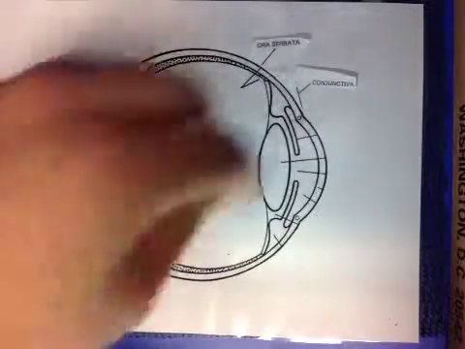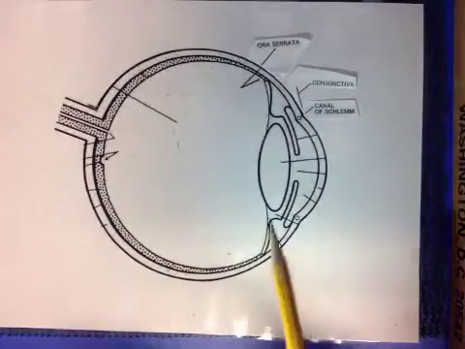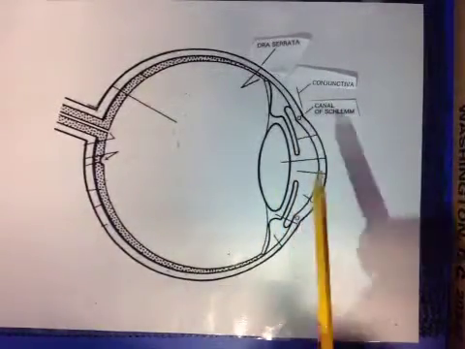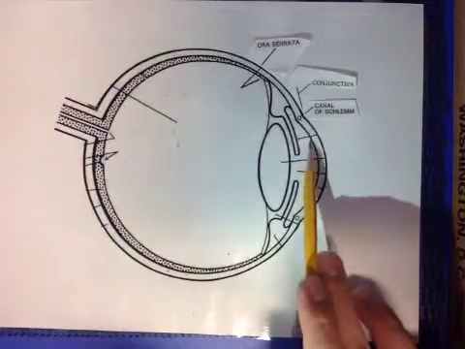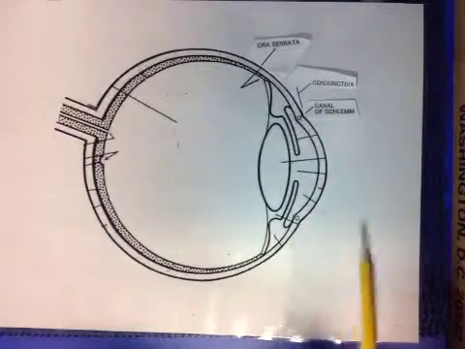Next is the canal of Schlemm, here, which is this little opening here and here, so both places. And it's where aqueous humor is removed from the eye. So the aqueous humor fills in here, and it gets removed from the eye through here.